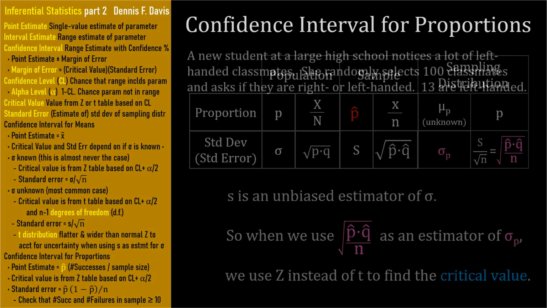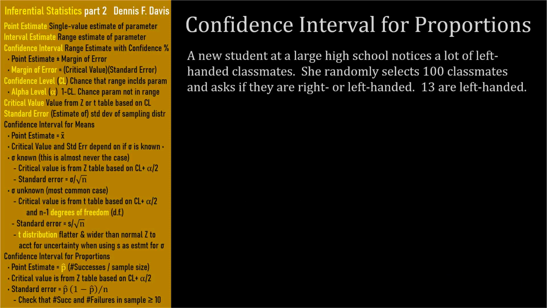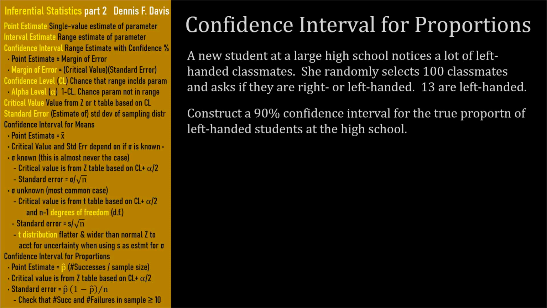Let's do a problem. A new student at a large high school notices a lot of left-handed classmates. She randomly selects 100 classmates and asks if they are right or left-handed. 13 are left-handed. Construct a 90% confidence interval for the true proportion of left-handed students at the high school.